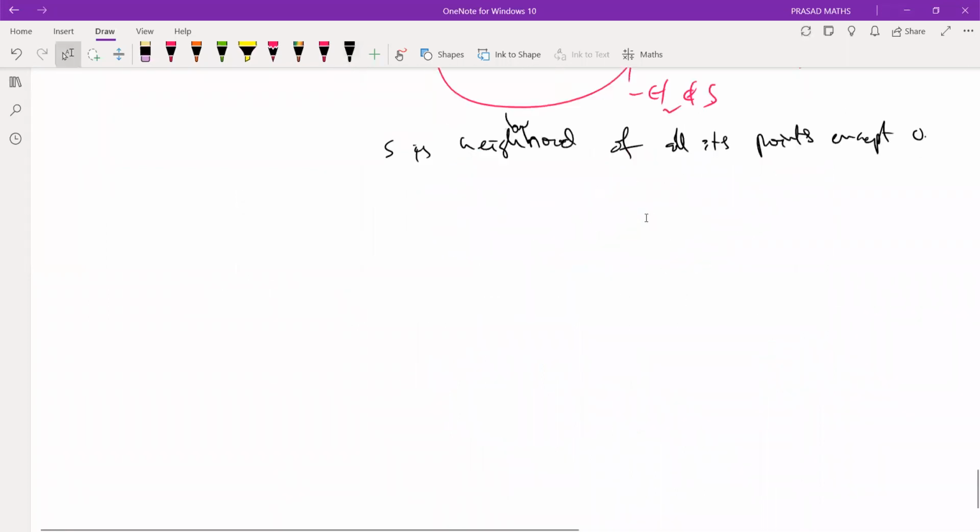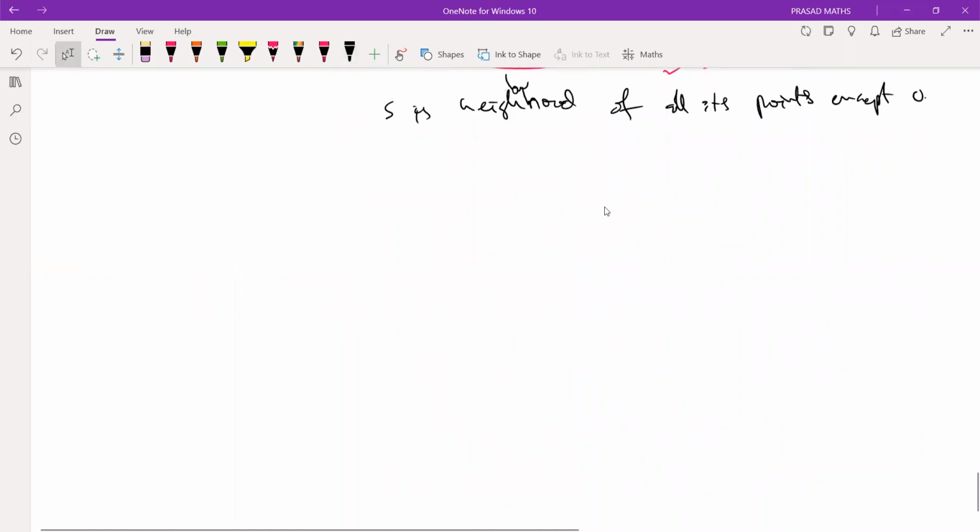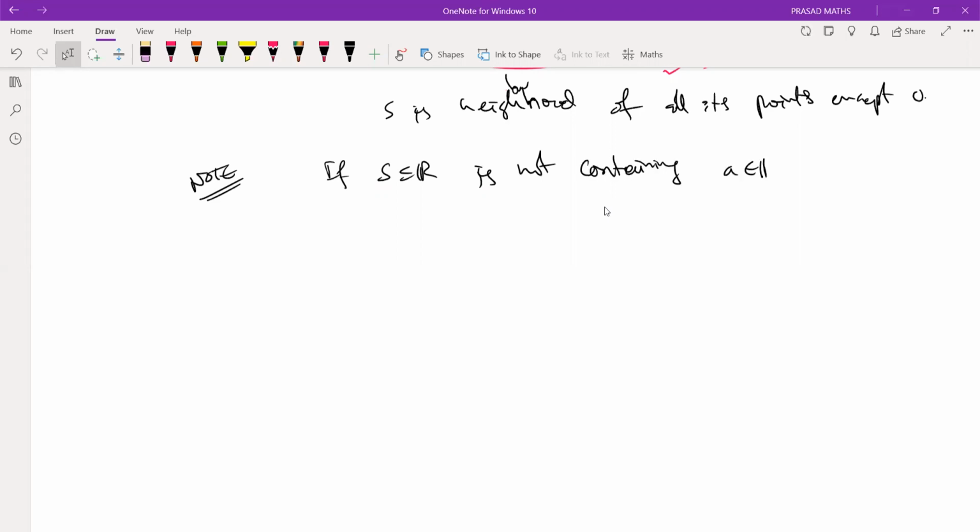So what is the notice? Notice: if S is a subset of R, not containing the point itself, and the point A belongs to R, this S cannot be a neighborhood of A. That's it. Because you are going to get a contradiction.